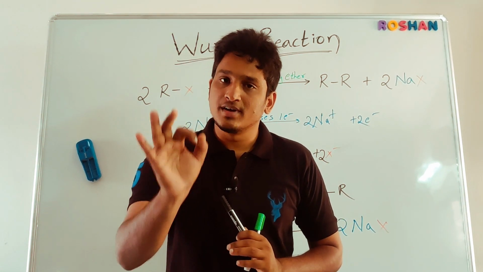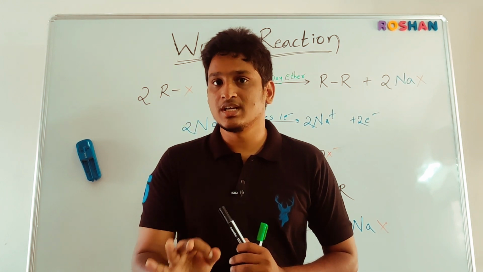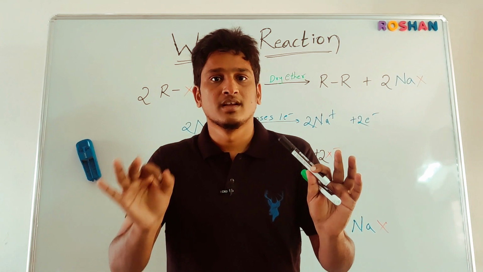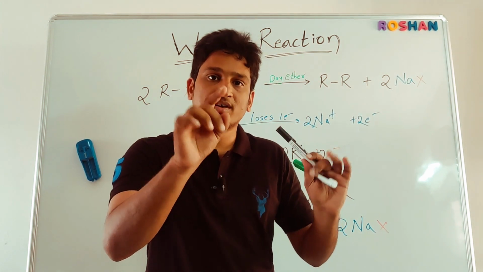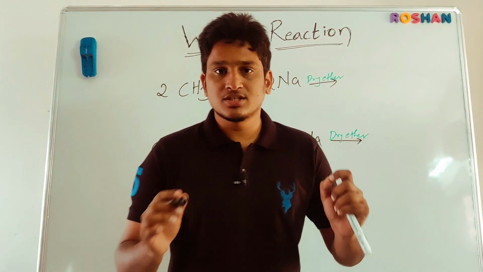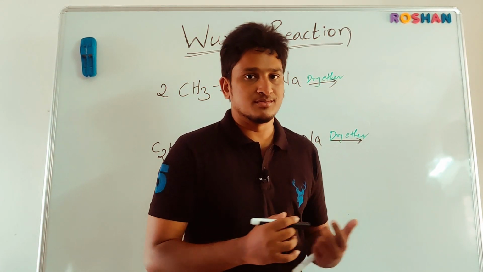So that is the role of dry ether in the Wurtz reaction. It acts like a medium, and that medium should be an unreactive medium. If water is taken, what happens? Water directly reacts with sodium. We cannot get the alkanes. So students, let us check a few reactions which come under this Wurtz reaction.